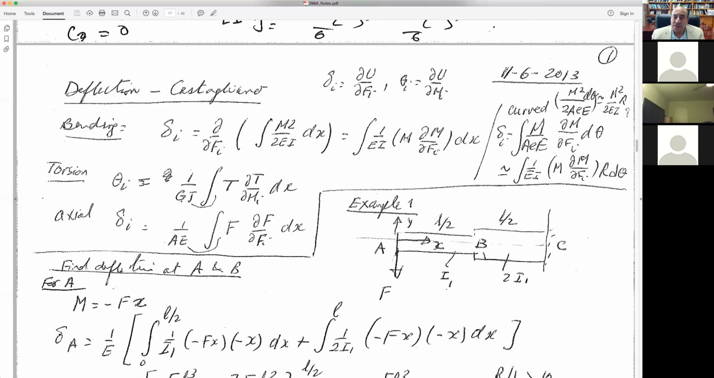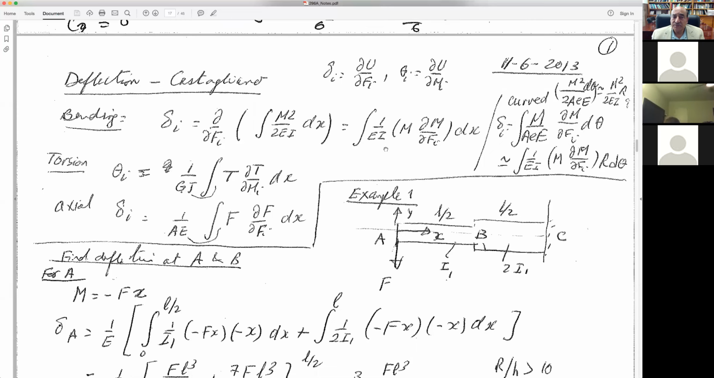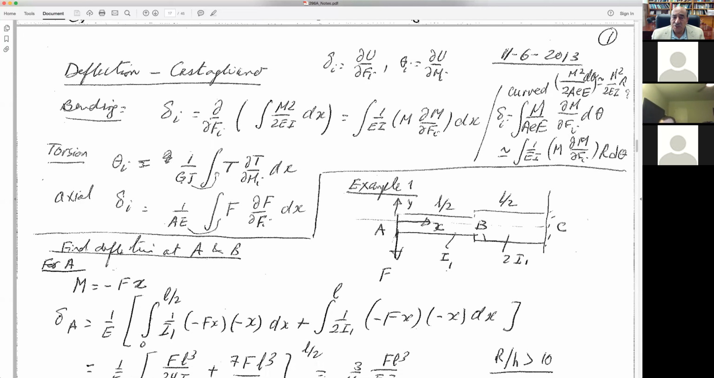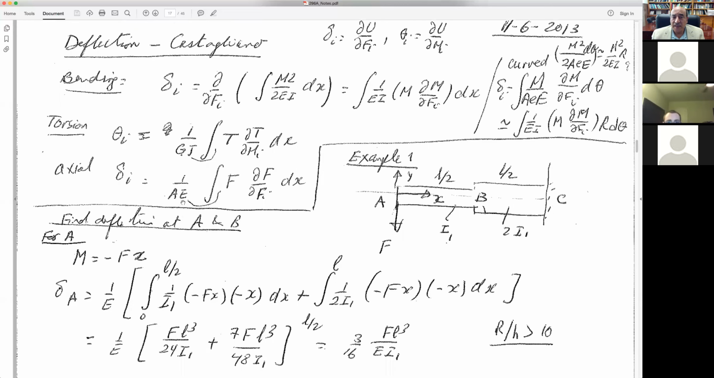So there are two functions. One is M, and one is its derivative. We have to evaluate these, and then find the deflection due to that. Similarly, for torsion, the rotation is 1 over GJ, T times dT by dMi. And for axial, 1 over AE, F dF by dFi. So they have the same kind of structure.